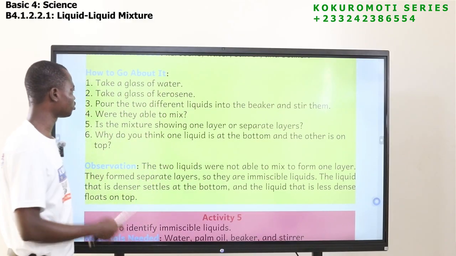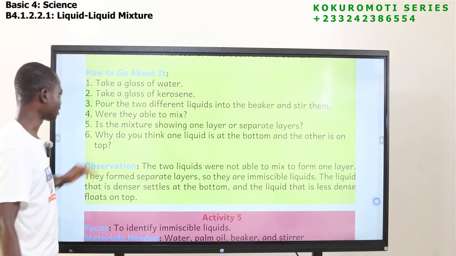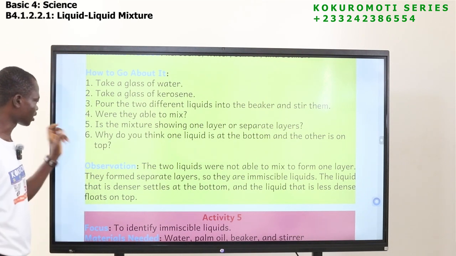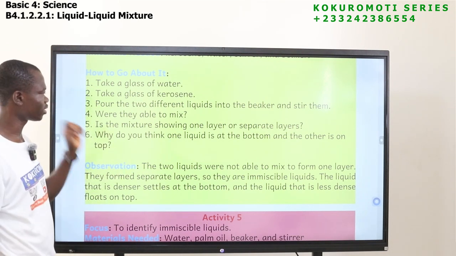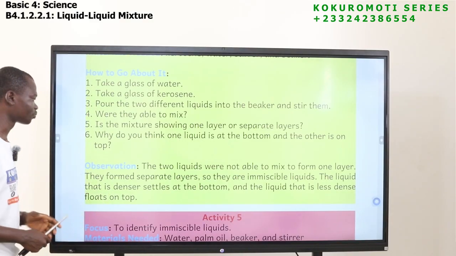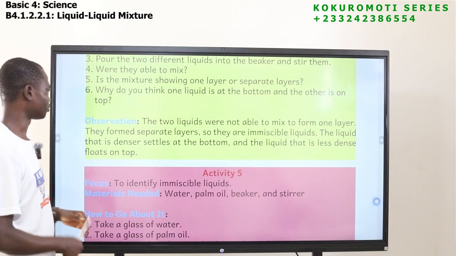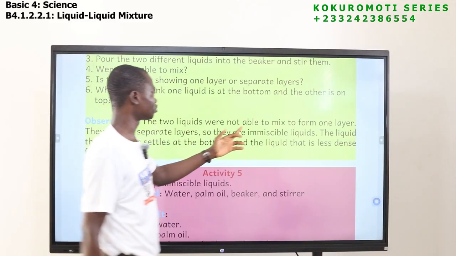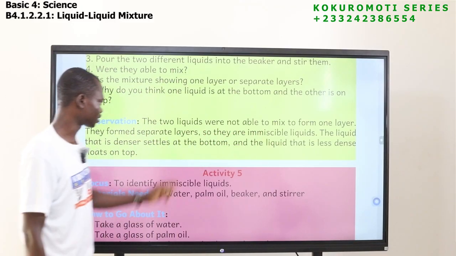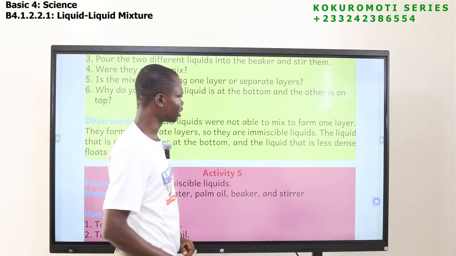Number 4, were they able to mix? Number 5, is the mixture showing one layer or separate layers? Number 6, why do you think one liquid is at the bottom and the other is on top? Now let's look at the observation. The 2 liquids were not able to mix to form one layer. They form separate layers, so they are immiscible liquids.